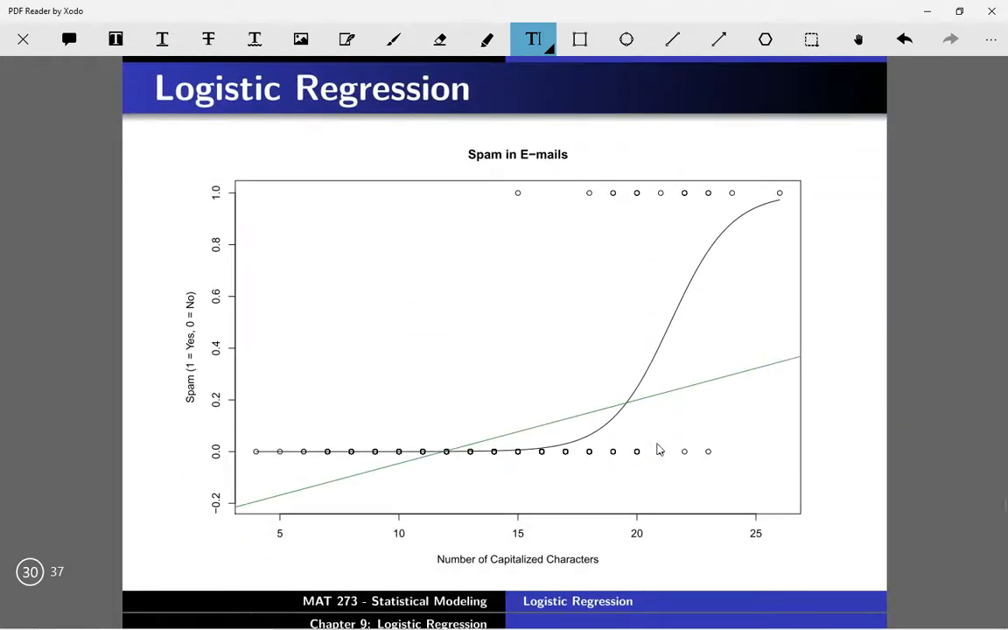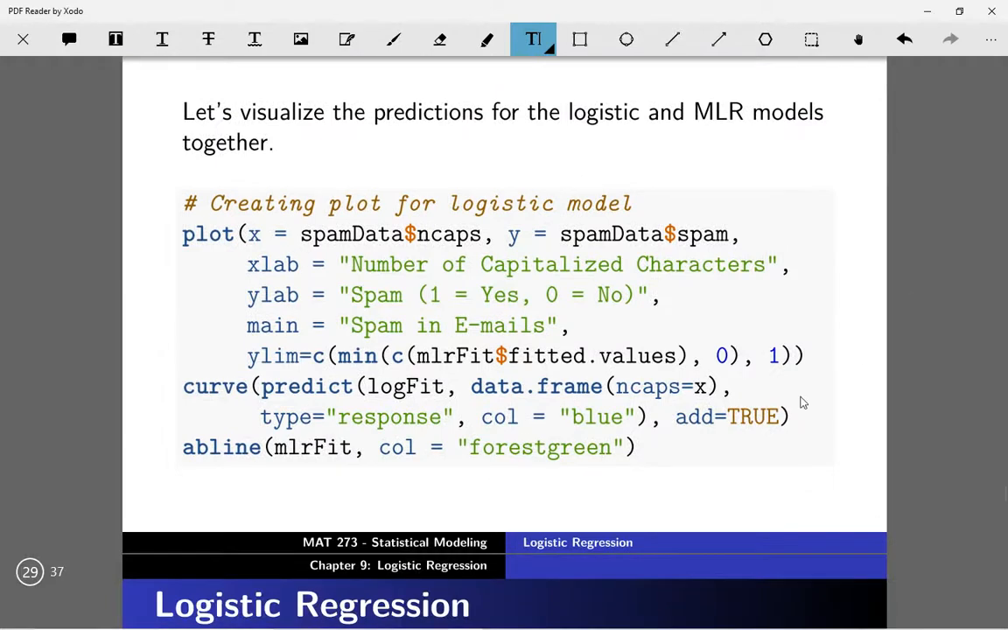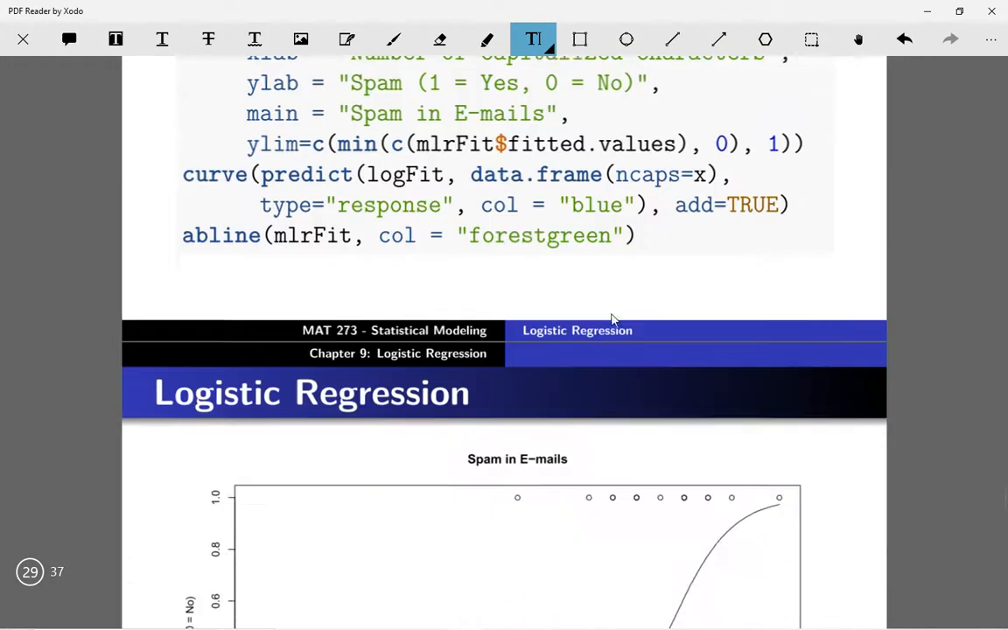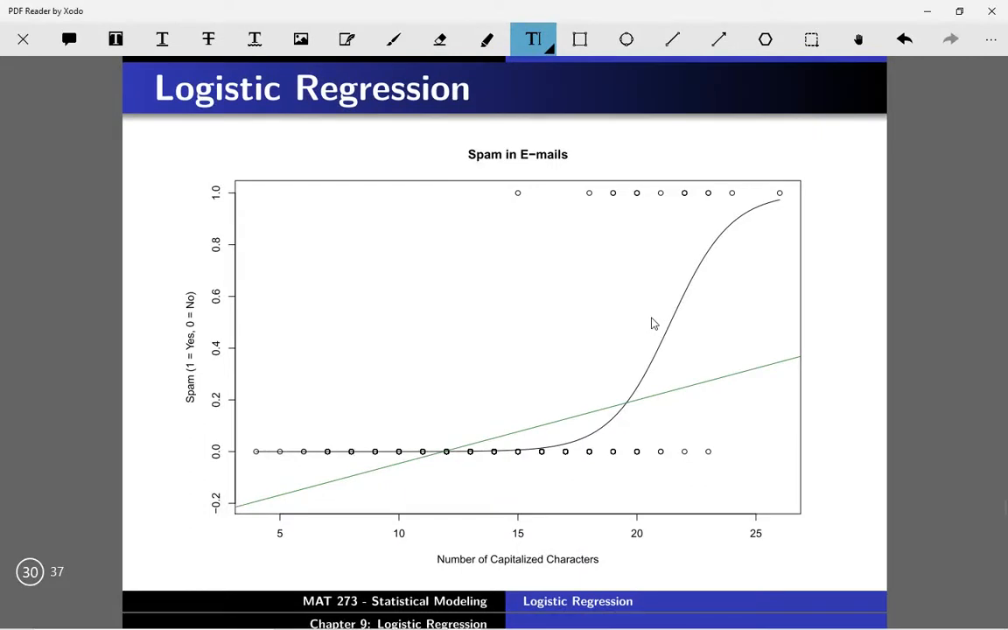Okay, and plotting our estimated probabilities for this logistic model based on the number of capitalized characters in the email, this green line is the predicted values for our linear regression model from before. This black line corresponds to our logistic model that we just fit. So you can see here how it's not linear anymore. We're getting this S-curve shape again for our predicted probabilities. So that's what logistic regression gets us. And since we have these zeros and ones, this seems to fit the data a lot better here.